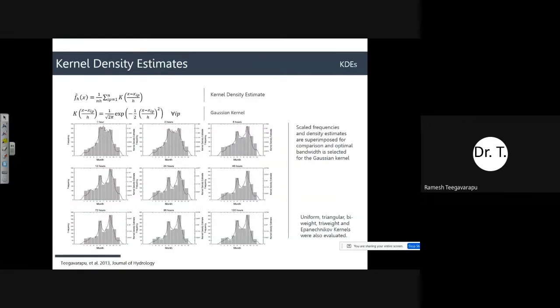The kernel density estimates are nothing but smoothened histograms, so that we can evaluate what's going on with respect to different types of data sets. So one thing we need to make sure is that these kernel density estimates smoothly follow the distribution correctly. So we have to overlay on top of them to see if we are able to represent that correctly.